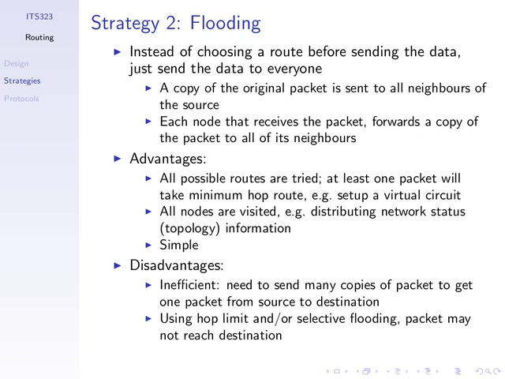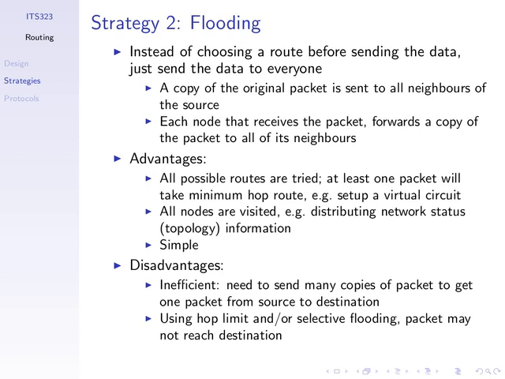The good things about flooding: it's simple. All possible routes are tried. If I send to all my neighbours and they send to their neighbours, eventually a copy of the packet will pass through all possible routes in the network to the destination. As a result, at least one packet will traverse the path with the least number of hops.